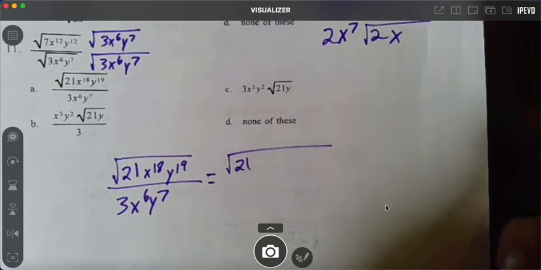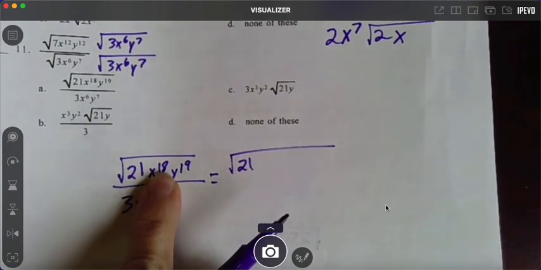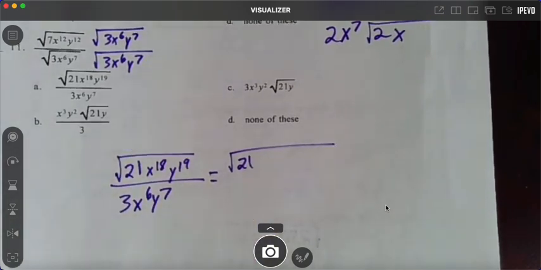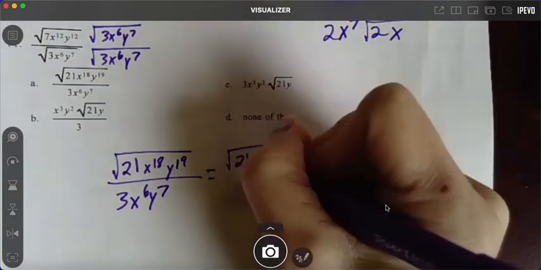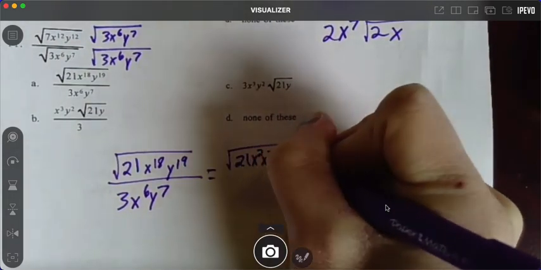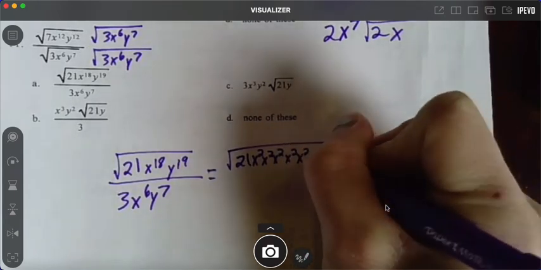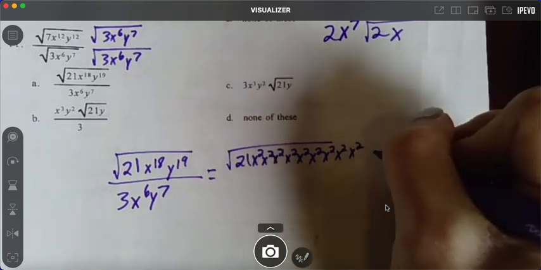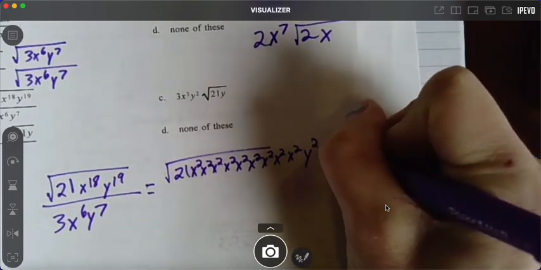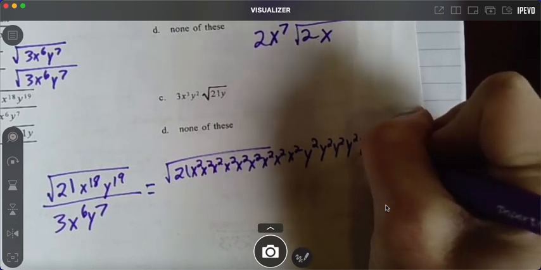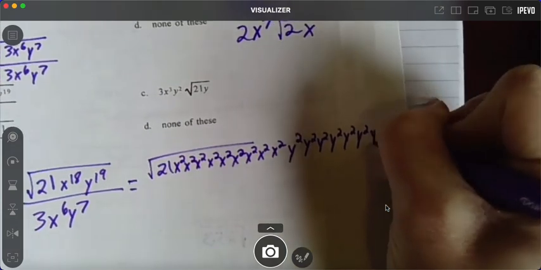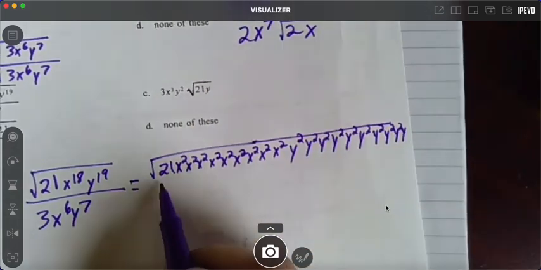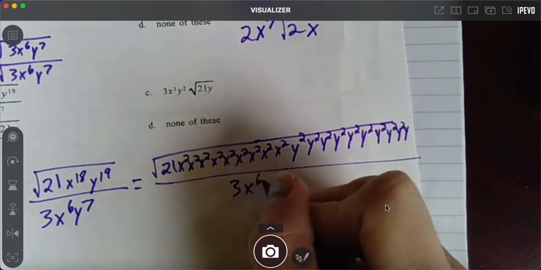It's so much easier if you would just take 18 divided by 2. How many is that? 9. So you know you're going to have 9 x's pulled out. But I'll just write them all. 2, 4, 6, 8, 10, and 1 left over. 12, 14, 16, 18. 2, 4, 6, 8, 10, 12, 14, 16, 18, and 1 more. And then down here I have 3x, 6y, 7.